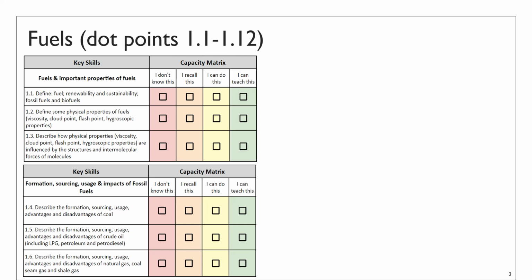So you need to be able to describe how you get each of these fuels, what you use them for, and what their specific impacts are, because they don't all have the exact same impacts.